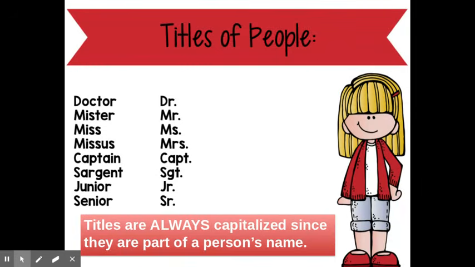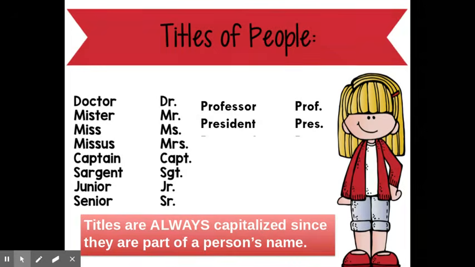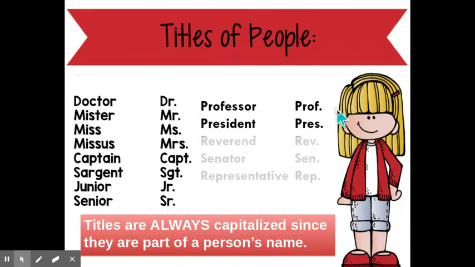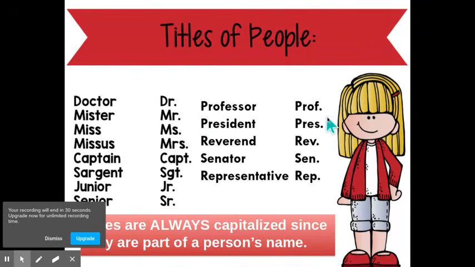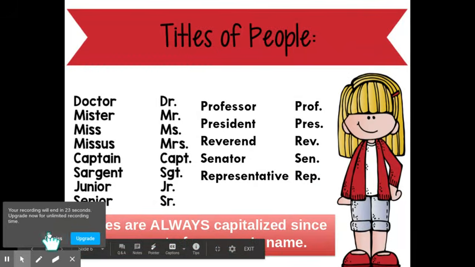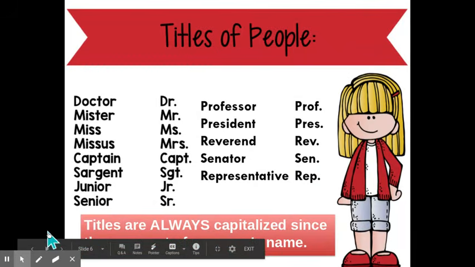There's also some that you don't see as frequently, but they're still important titles, like professor and president. And those are just the first few letters of the title. Then you have reverend, senator, and representative. And these are all pretty easy because they are just the first couple of letters. But we'll get into some other titles or abbreviations coming up tomorrow.